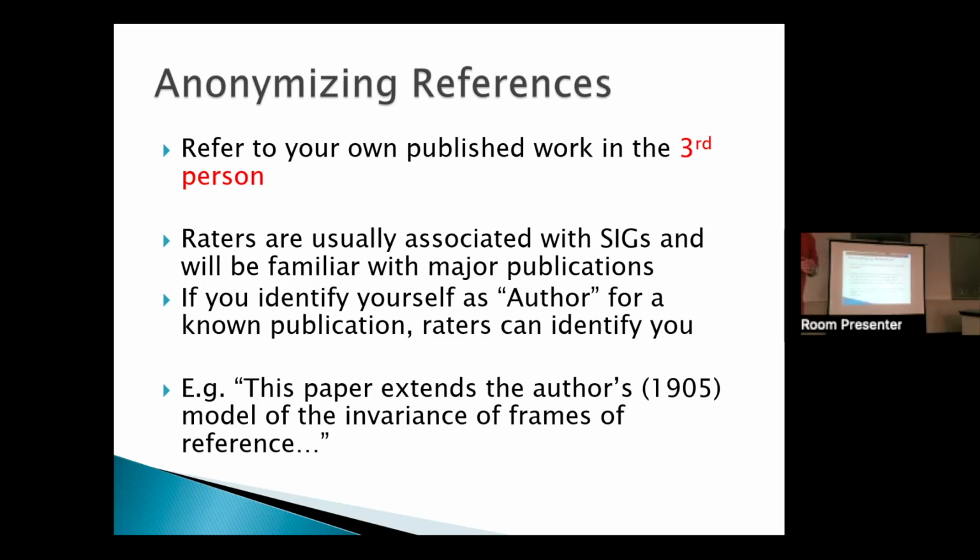If you identify yourself as author for a known publication, raters can identify you. So for example, if somebody said, this paper extends the author's 1905 model of the invariance of frames of reference. Okay, anybody guess who wrote that? Einstein. Albert Einstein, one of the most famous papers in the history of science. So do not do that. Cite yourself in third person.